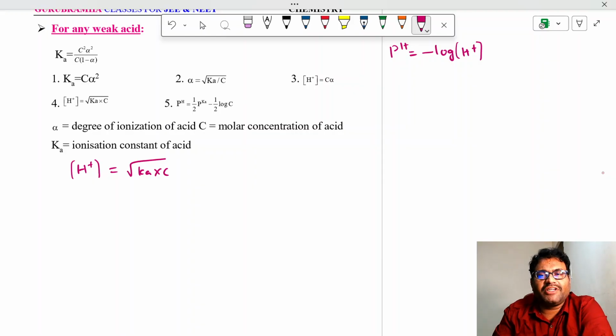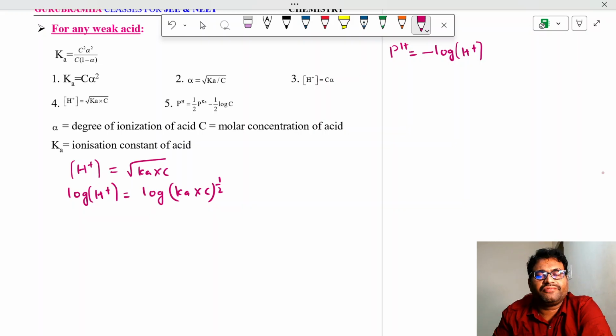So we have only H plus, we don't have minus log H plus. Then what can we write? Let us take log on both sides. Log H plus is equal to log of Ka into C power 1 by 2. So root Ka into C can be written as Ka into C power 1 by 2. Now we know that log A into B is equal to log A plus log B. This way you can write.